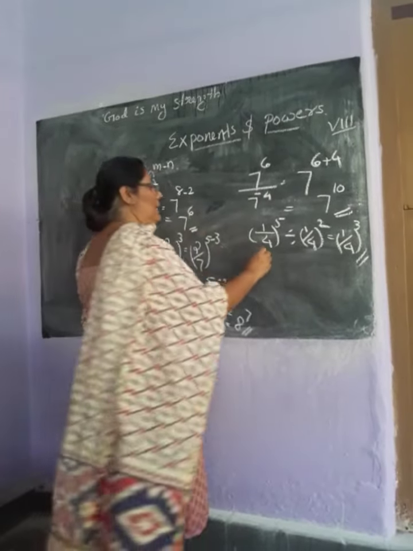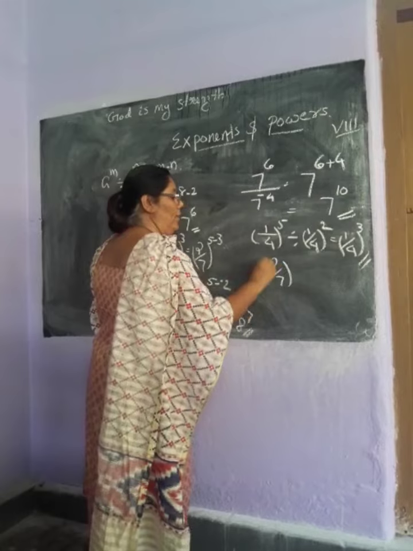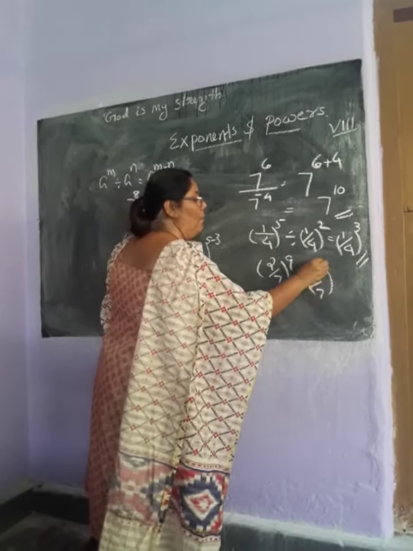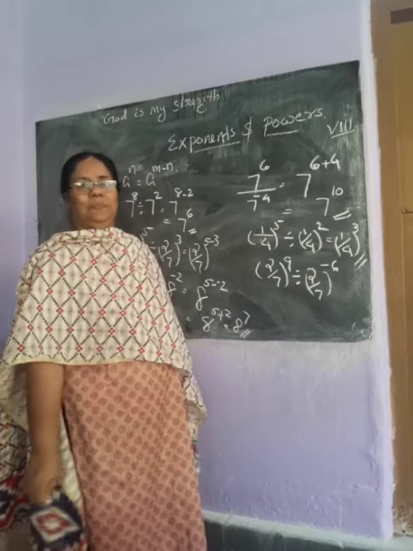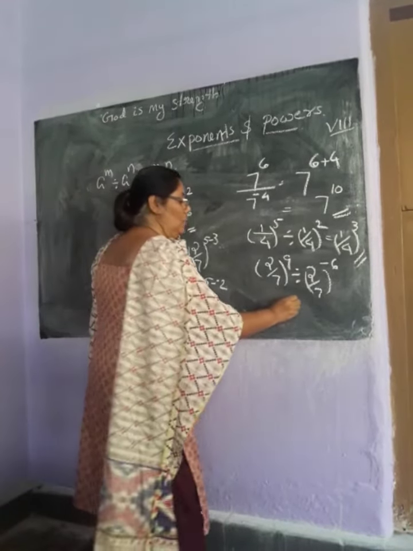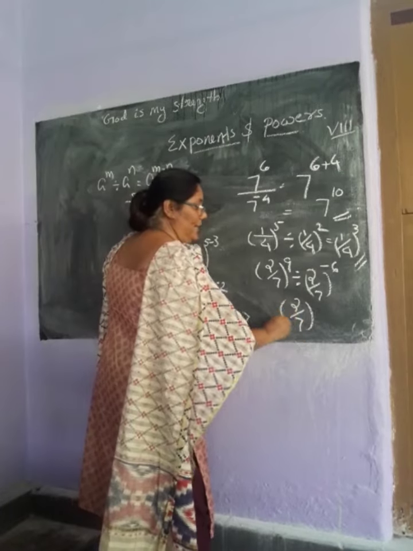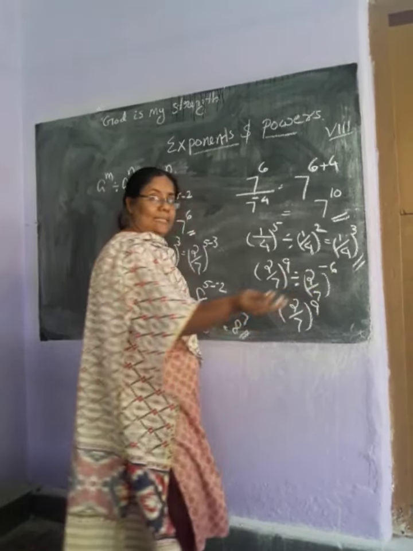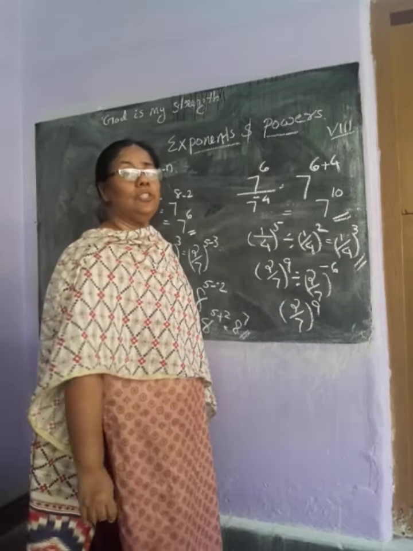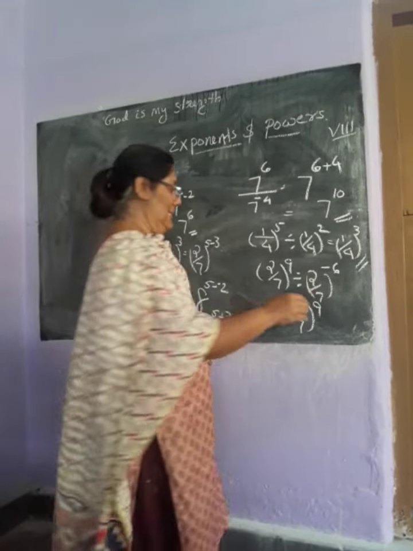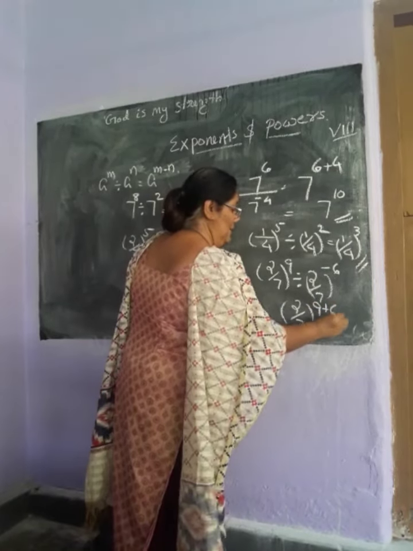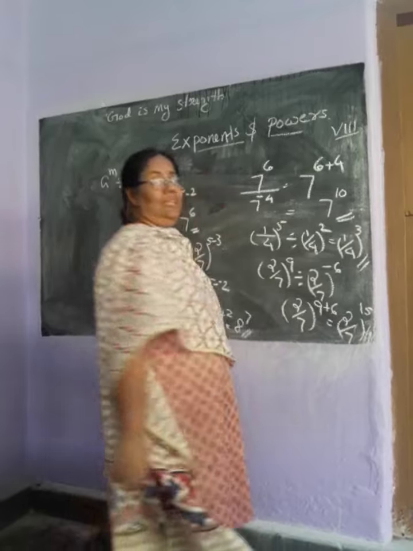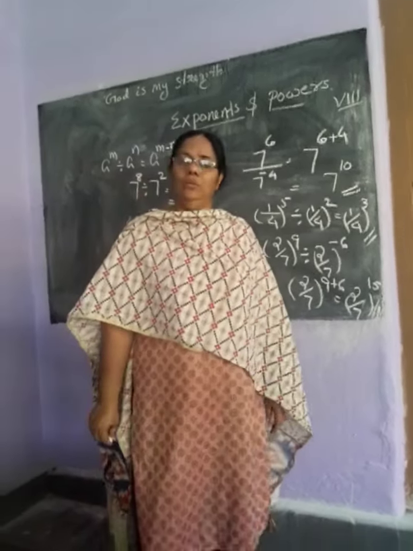Then say the answer. 2 by 7 the whole raised to 9 by 2 by 7 the whole raised to minus 6. Division means 2 by 7 the whole raised to 9. The minus 6 that is in the denominator comes to the numerator and changes to plus 6. Therefore, what is the answer? 2 by 7 the whole raised to 15. Listen. Now the third property.